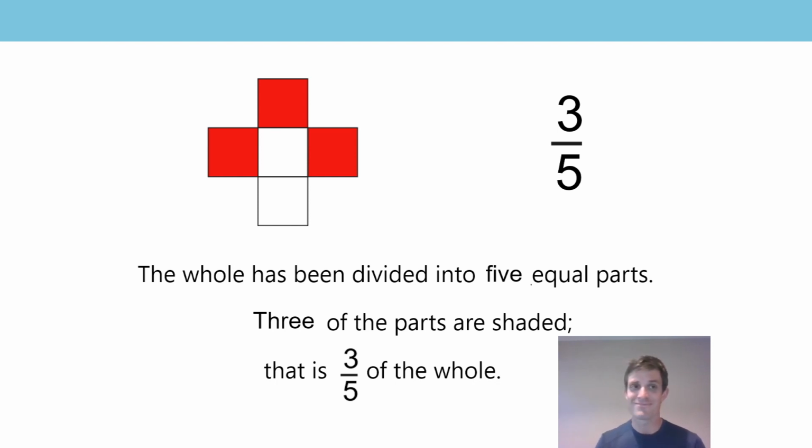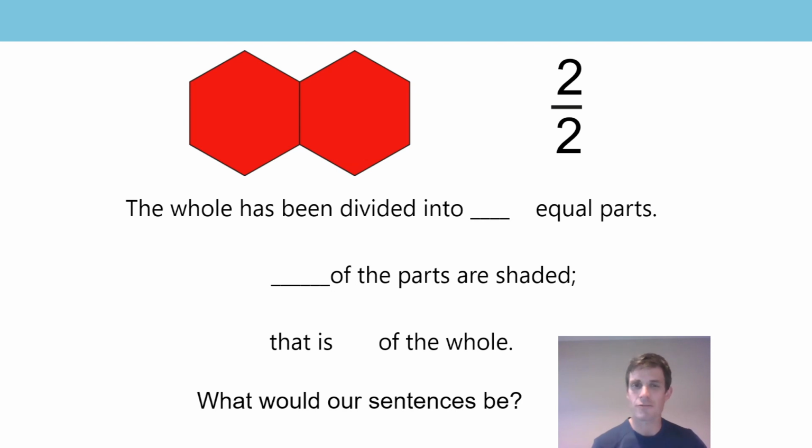Well done. Now let's look at this problem together. So this time I've given you the image and I've given you the fraction. And we've got to try and fill in the missing numbers into our stem sentence. So let's look at the first part of our stem sentence. So the whole has been divided into blank equal parts. Let's look at our image. So our image shows that the whole has been divided into 2 equal parts.